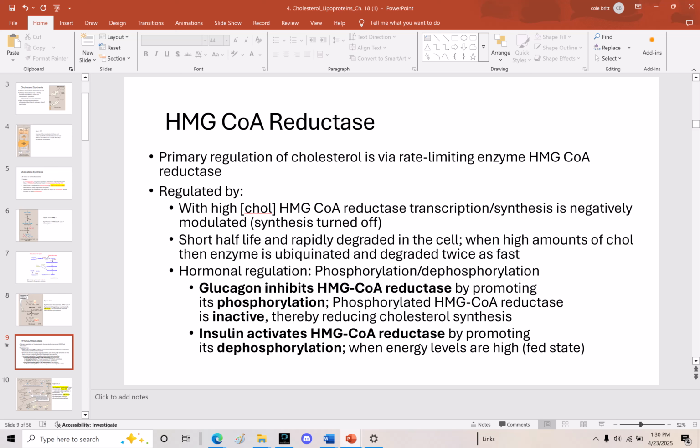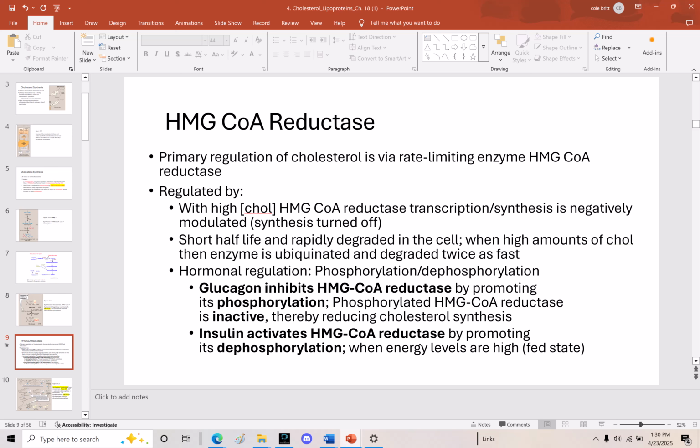So we're not phosphorylating, dephosphorylating, anything like that. Free cholesterol is actually going to turn on transcription factors that are going to go into the DNA and prevent the synthesis of HMG-CoA reductase. I have that in the next slide somewhere. But HMG-CoA reductase also has a short half-life. It's rapidly degraded.